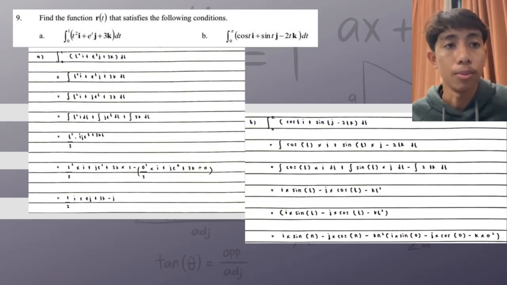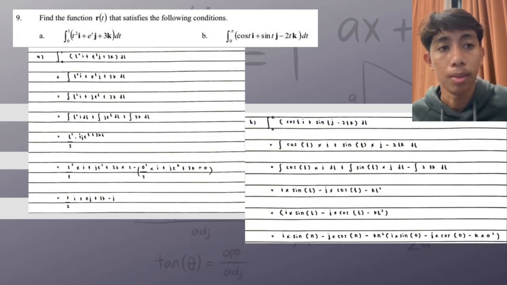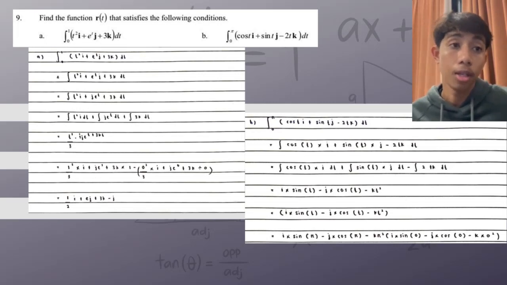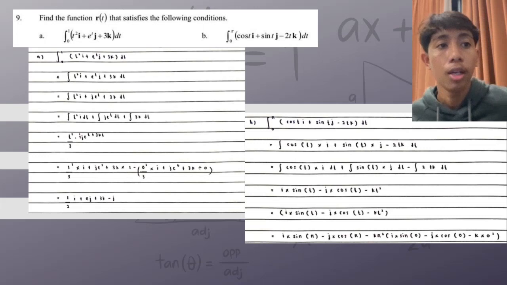And question B, we use the same method, and the final answer is i multiplied by sin pi minus j multiplied by cos pi minus k pi squared, i multiplied by sin 0 minus j multiplied by cos 0 minus k times 0 squared.